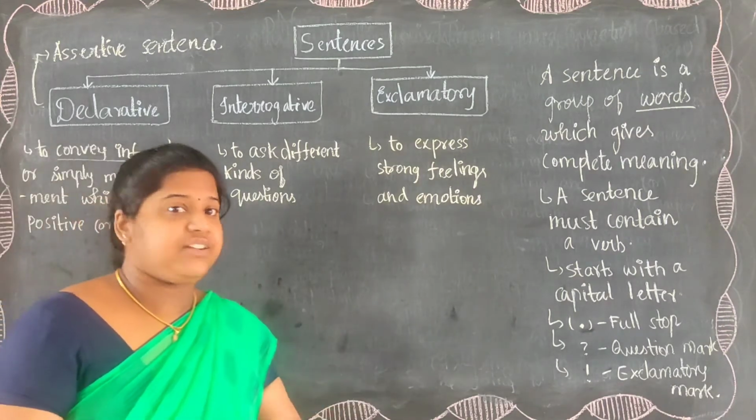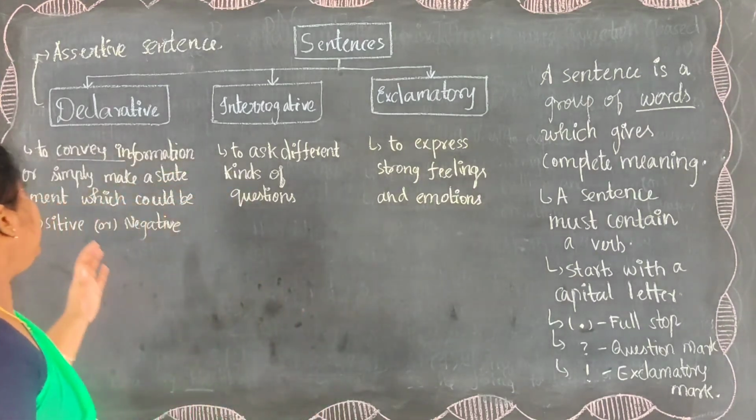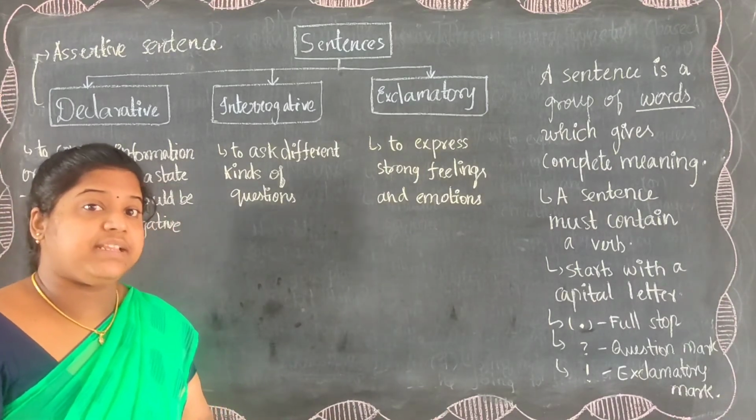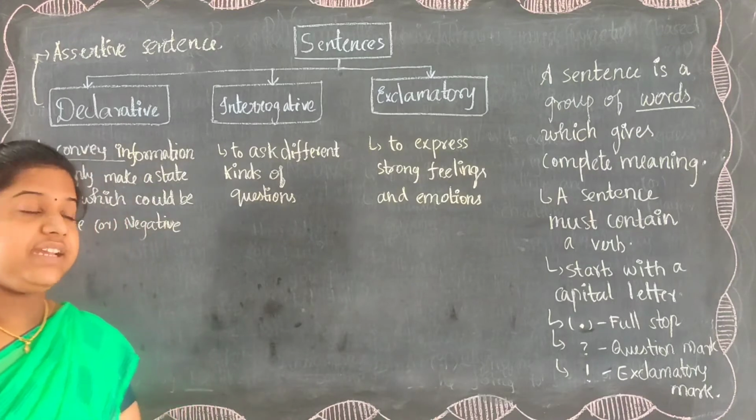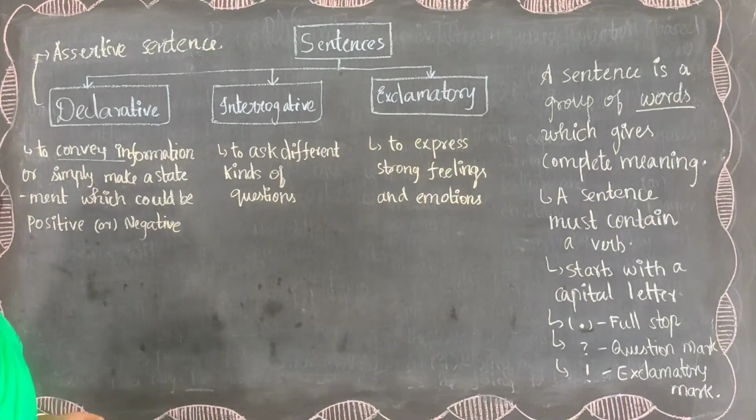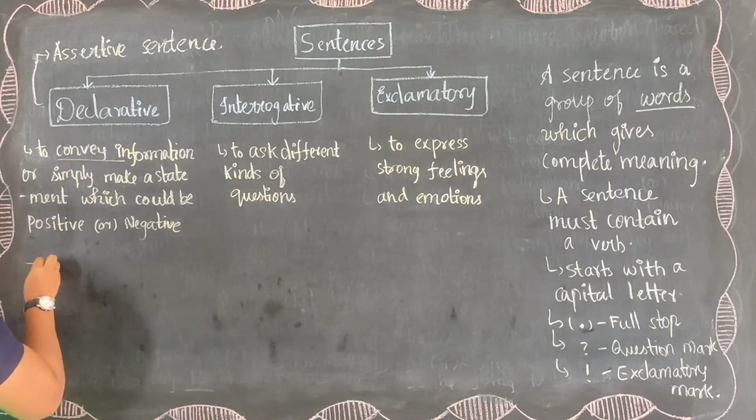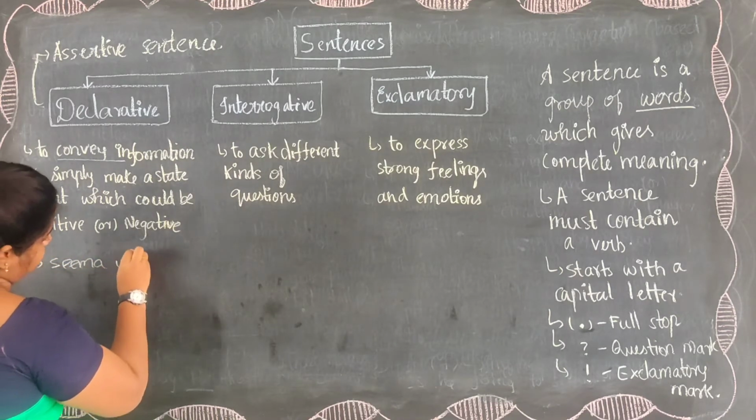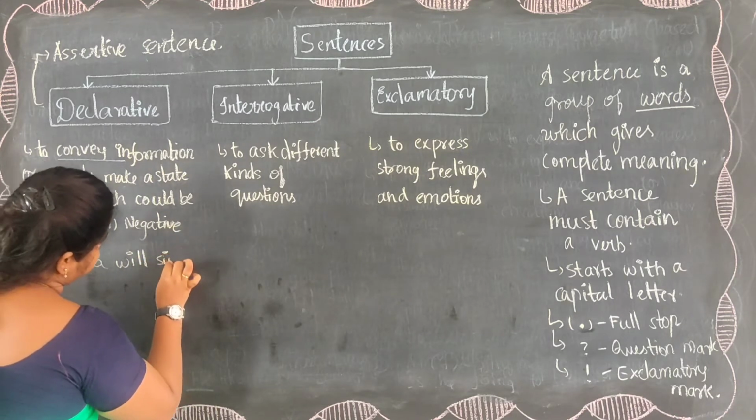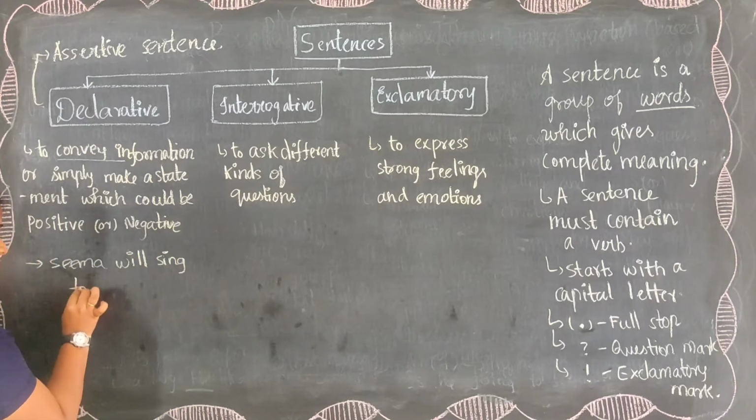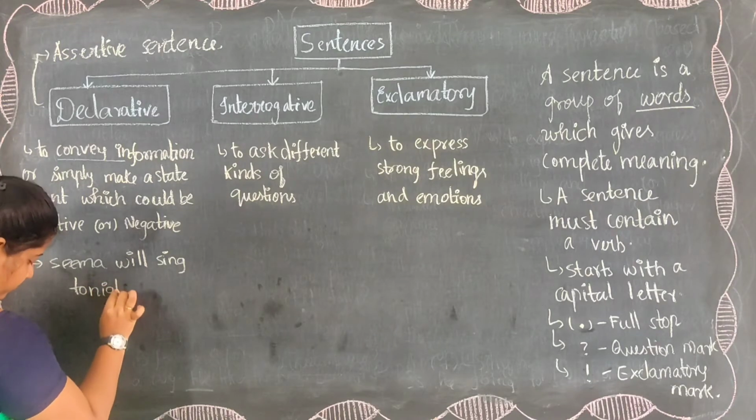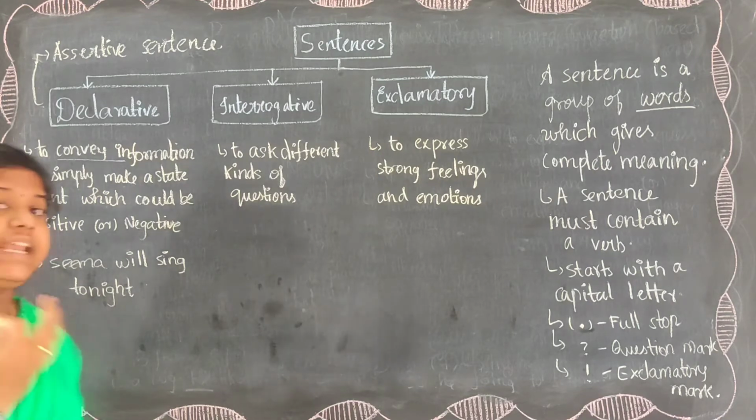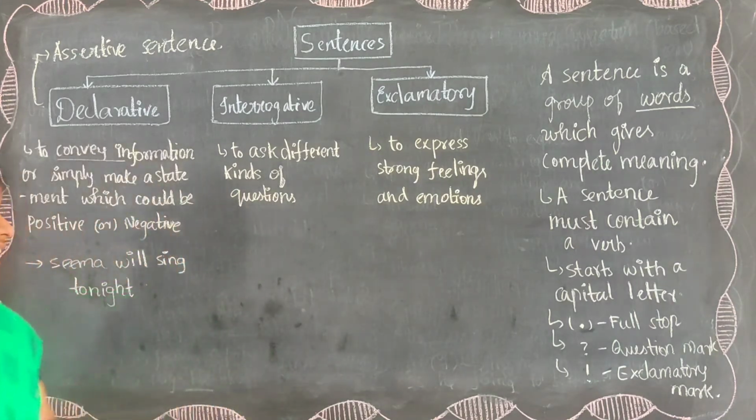Okay, like positive sentence and negative sentence. And then a declarative sentence just conveys the information. Whenever we want to convey information, we can use declarative sentences. See here, for example, Seema will sing tonight. Look at the sentence. Seema will sing tonight. This is in the future tense.